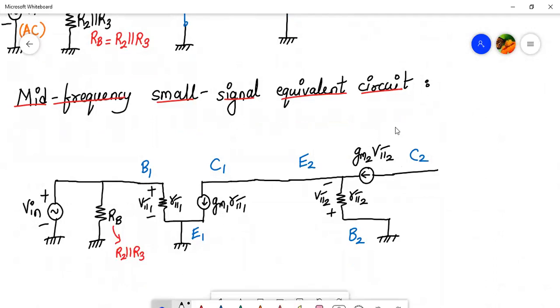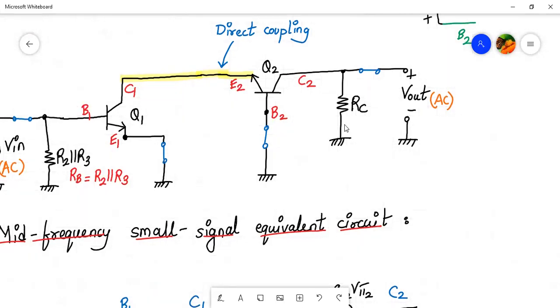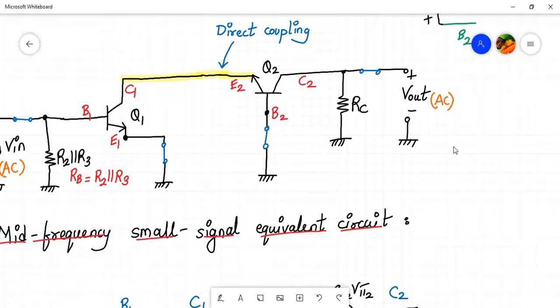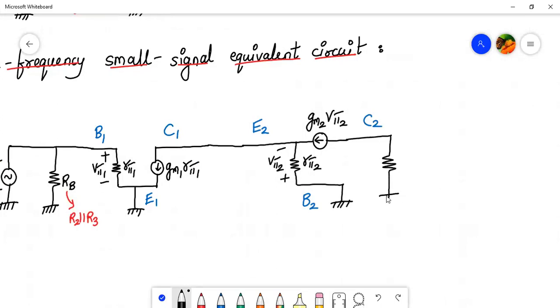And from collector 2, what do we have? From collector 2, we have RC, and in parallel, we have V out marked, right? So here we will mark RC, resistance RC, and in parallel to that, we'll mark V out.